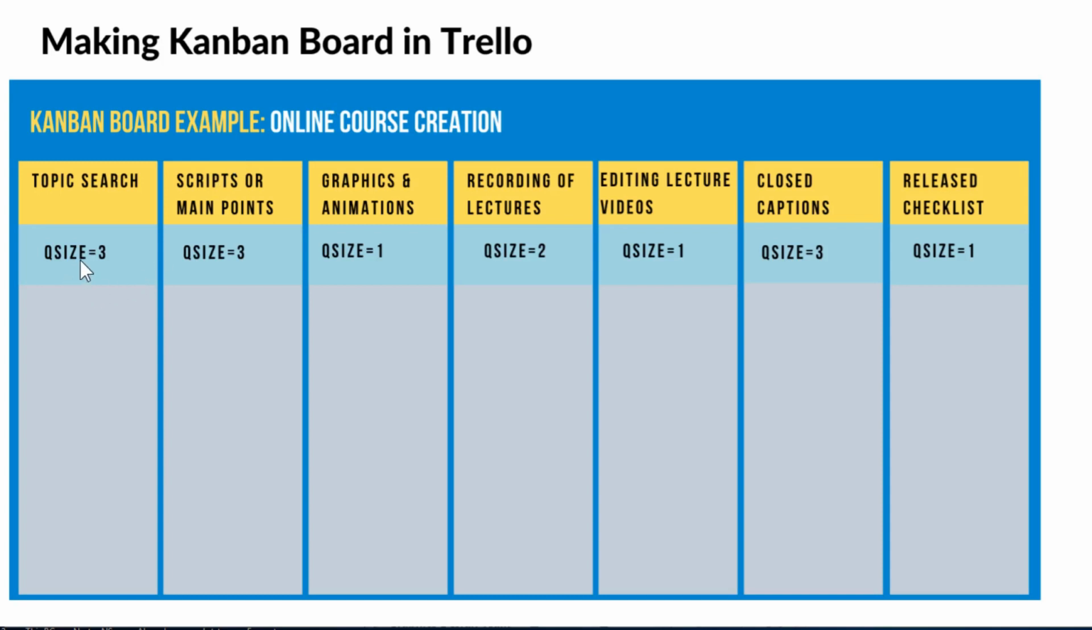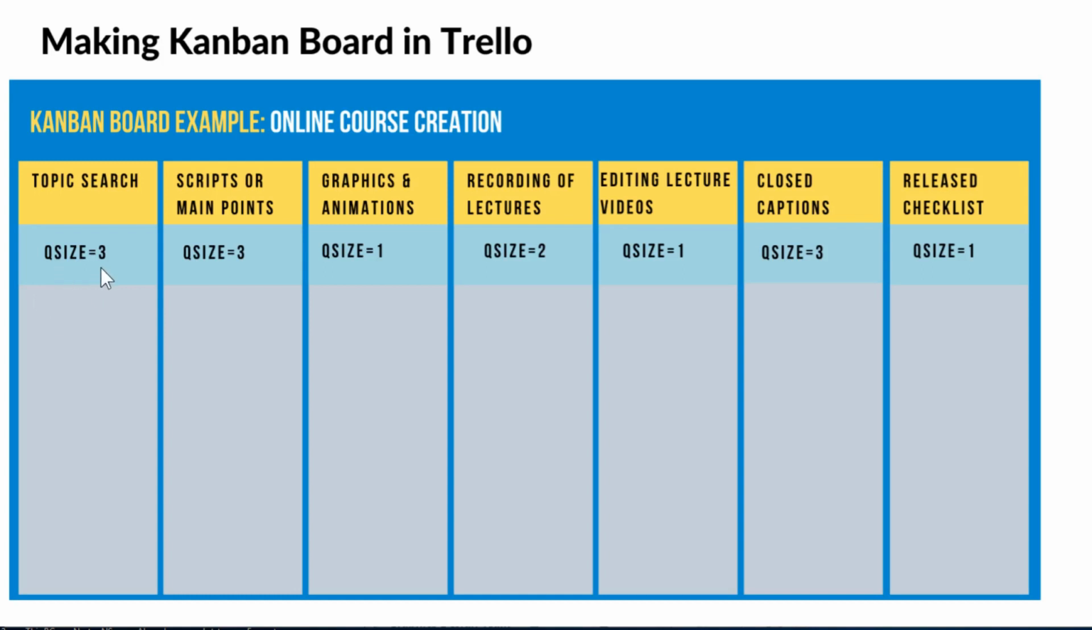Now queue size can be defined in various ways. For example, you can define queue size as the number of cards you wish to have at any particular stage. But the way I define this queue size is the number of topics about which I have cards in this area. So let me explain.